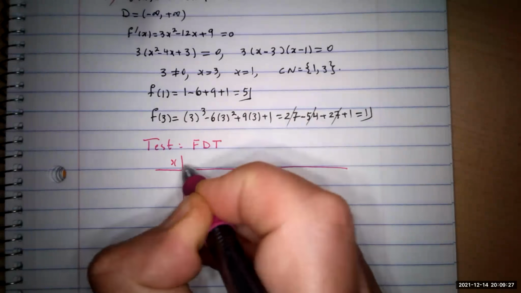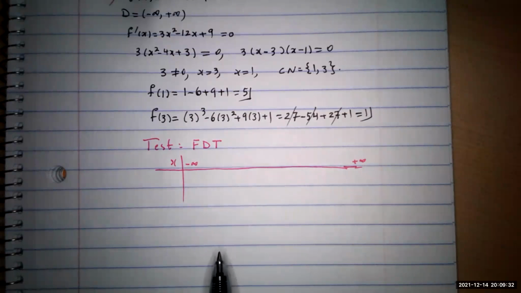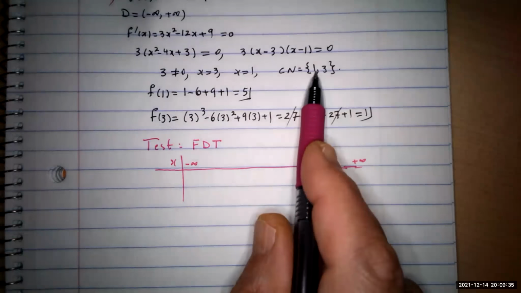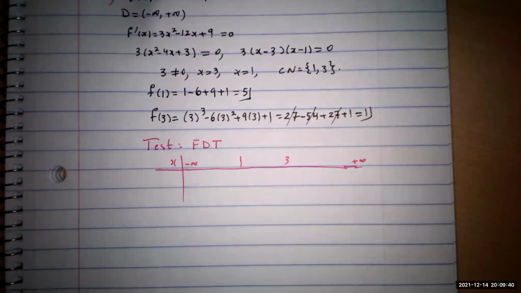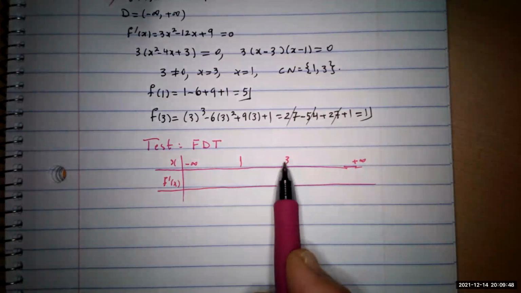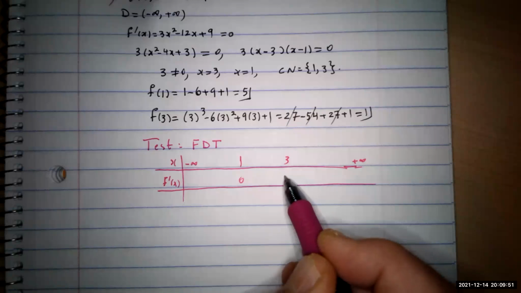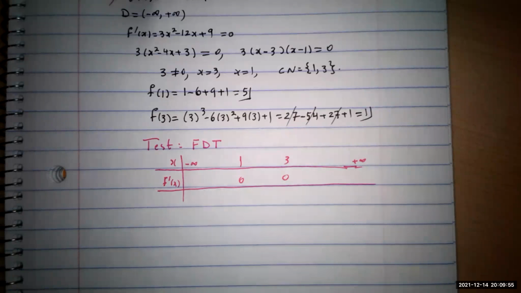So this is going to be your x from negative infinity to positive infinity. The critical numbers are going to be 1 and 3, and this is f prime. F prime is going to be 0 in 2 places, and f of 1 is equal to 5, and f of 3 is equal to 1.